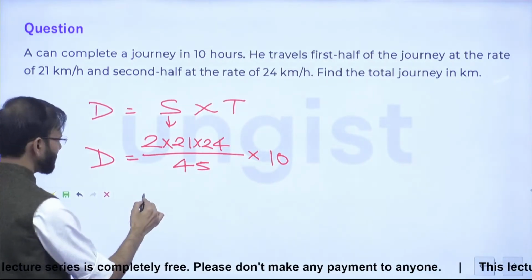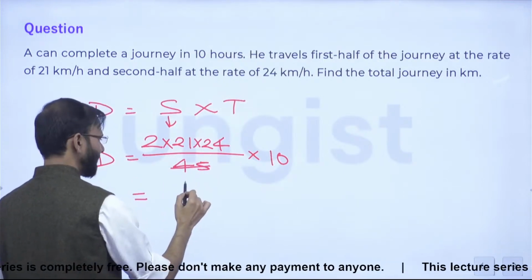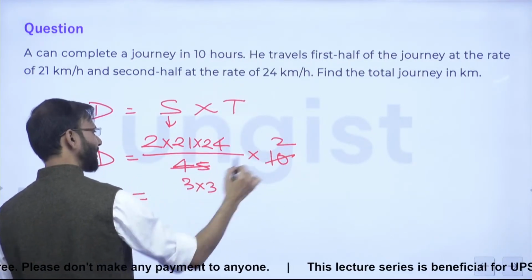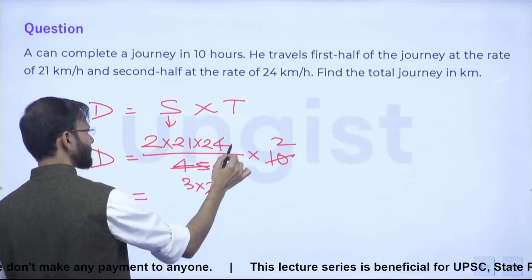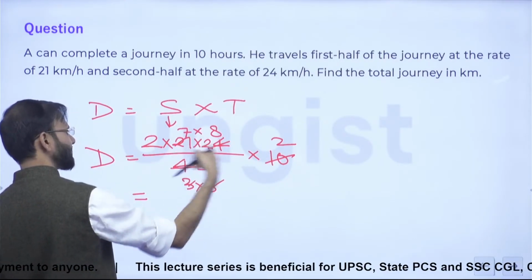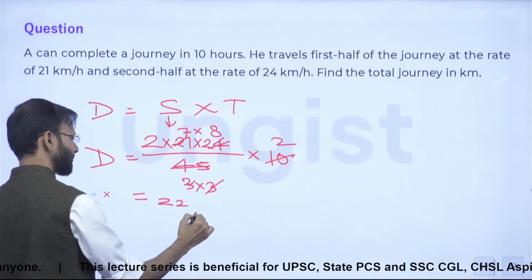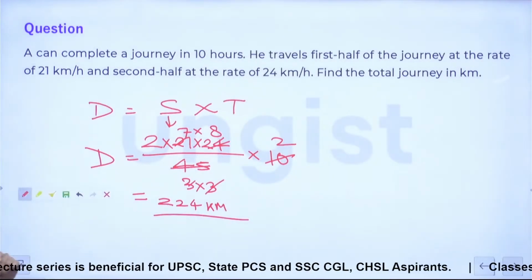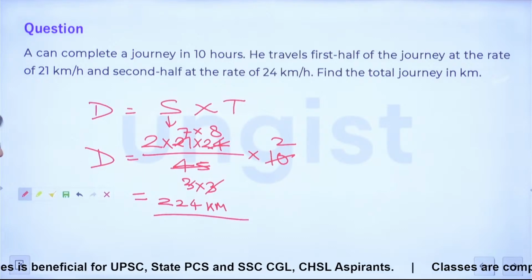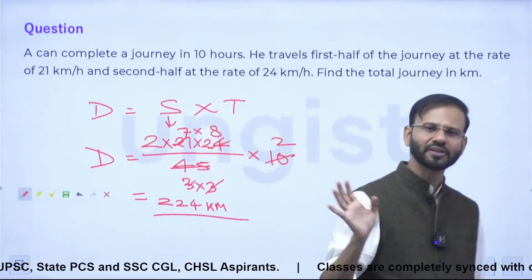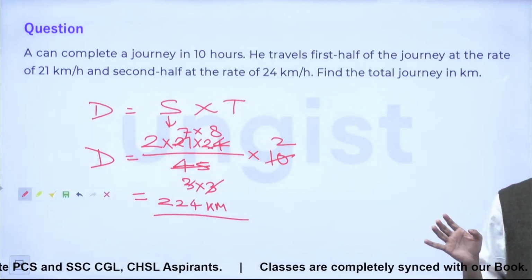Now, this is 5 into 9. 9 I am writing as 3 and 3. And this is 2. 5 into 9, 5 into 2. Correct? Now guys, this is 8. This is 7. 8 into 7 is 56. 56 into 4 is 224. Everybody fine now? So you should know the concept, how to tackle this. Everything would be sorted.